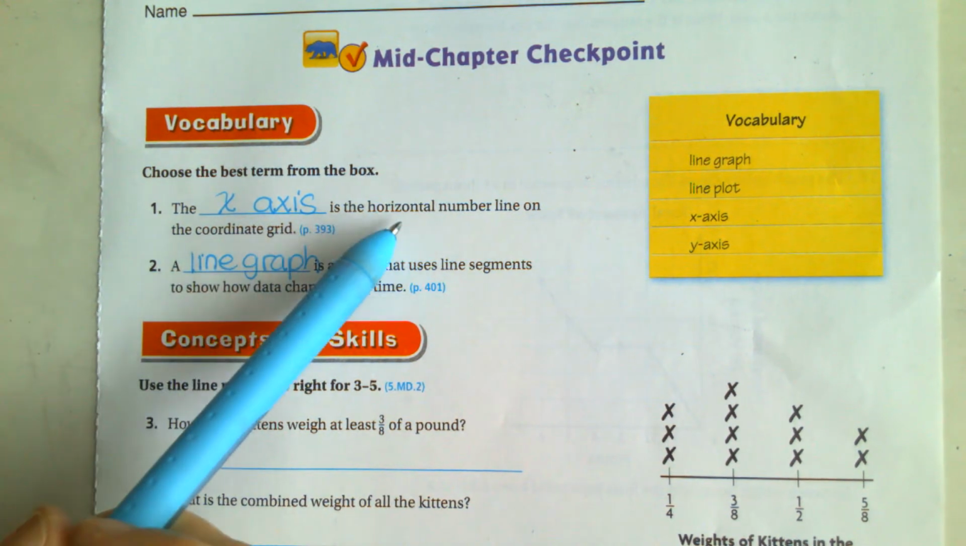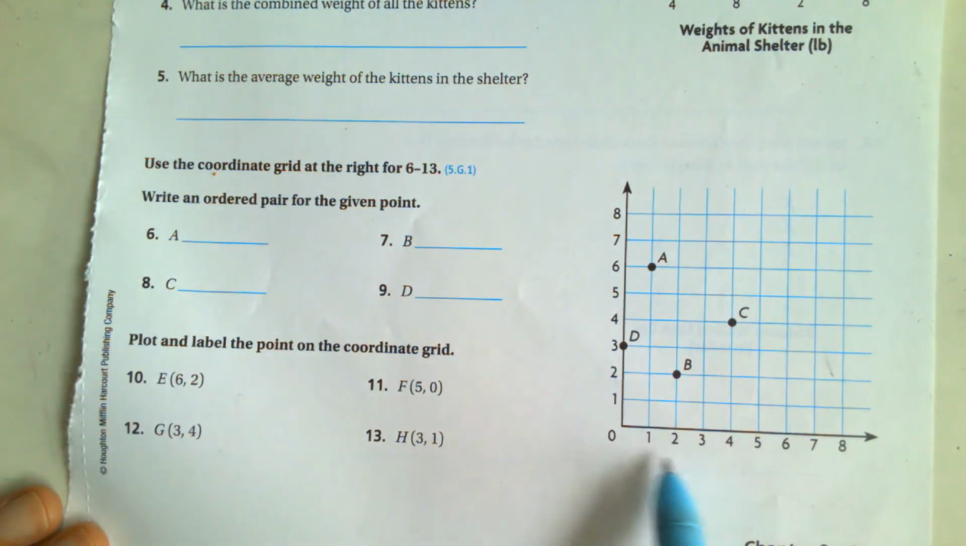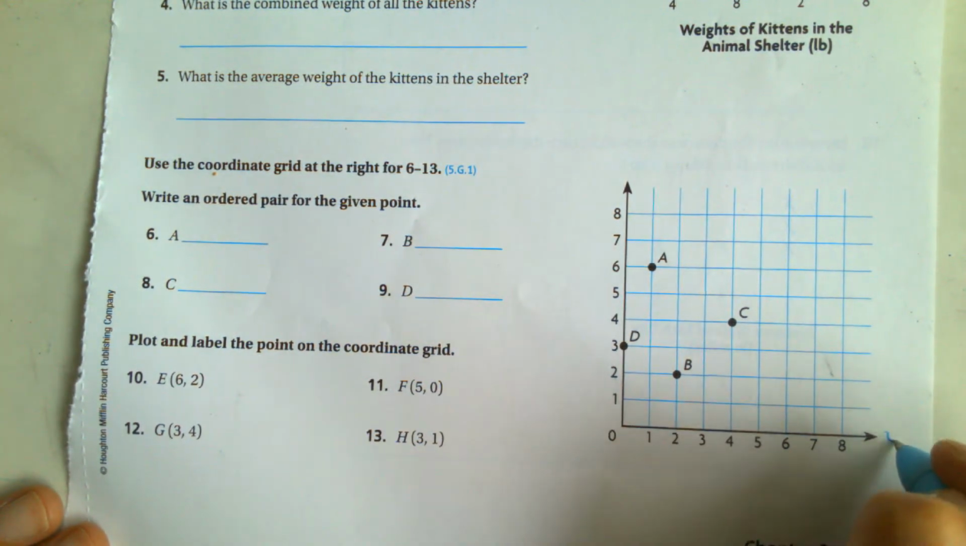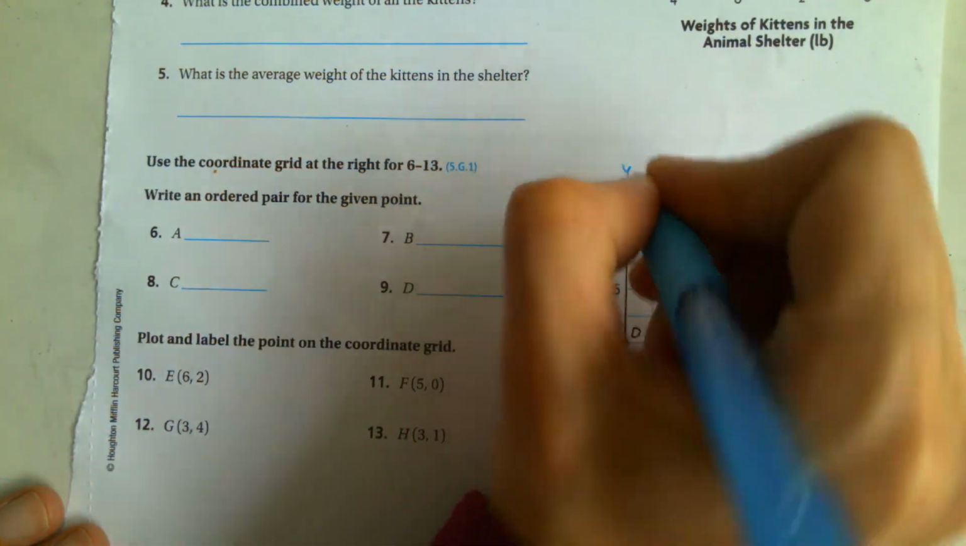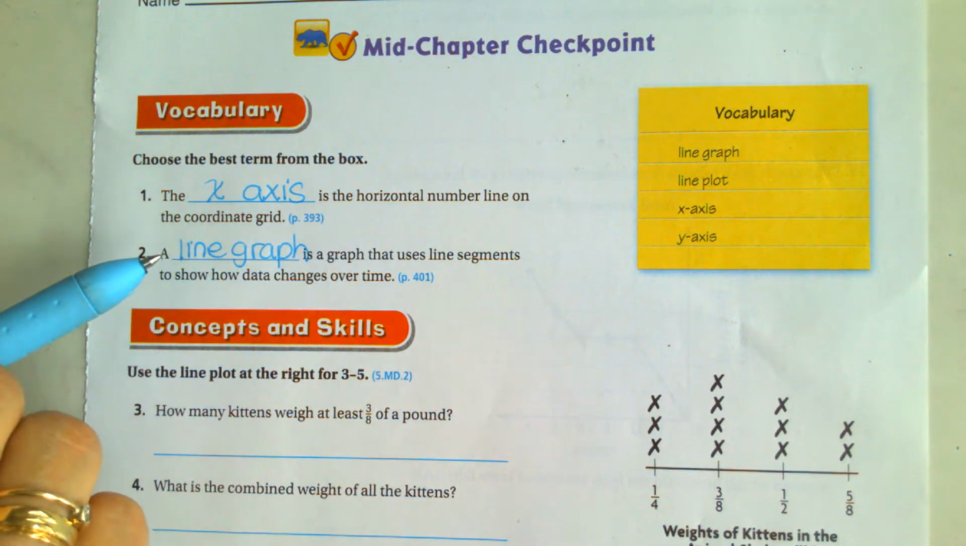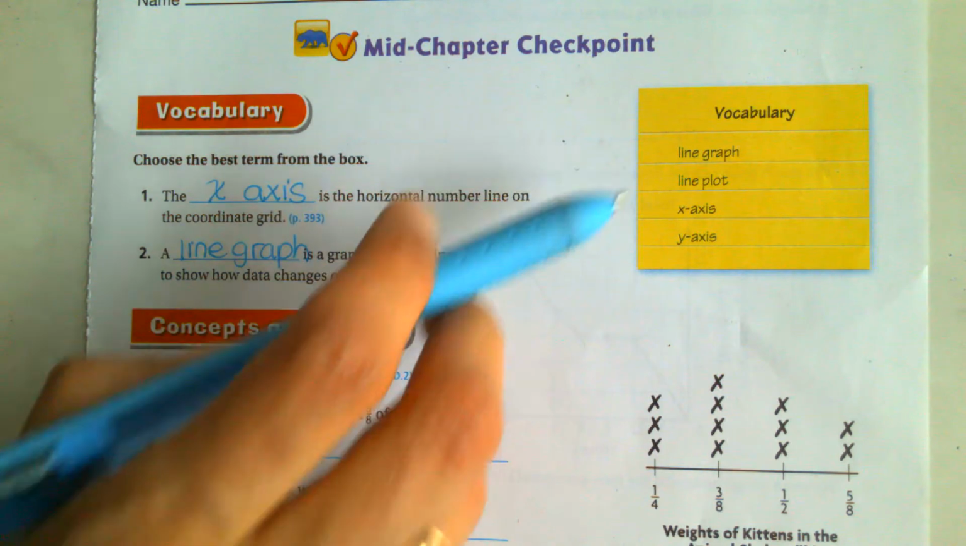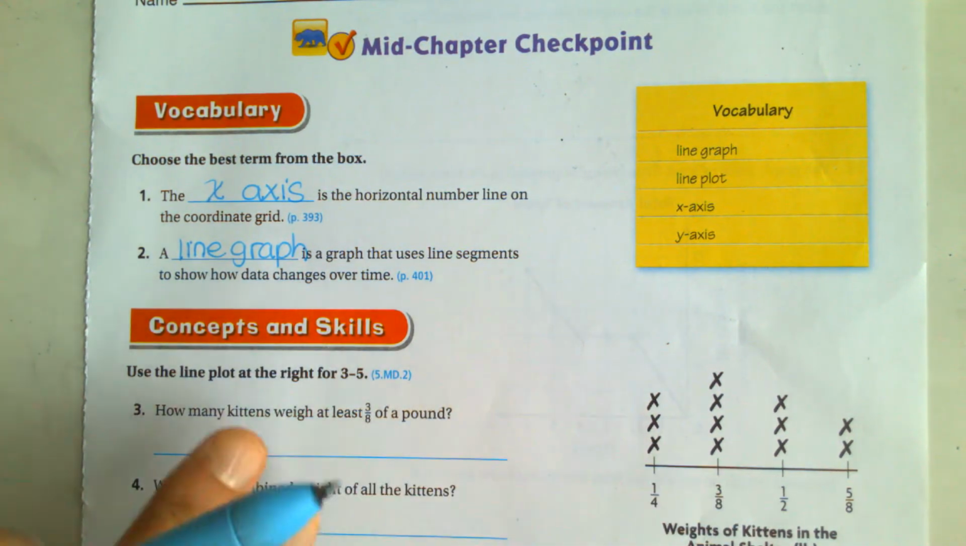So, the blank line in the horizontal number line on a coordinate grid is the x-axis. So, the horizontal line, this is the horizontal line, right? X is horizontal, y is vertical. A blank is a graph that uses line segments to show data changes over time. So that's a line graph, because this is a line plot graph.